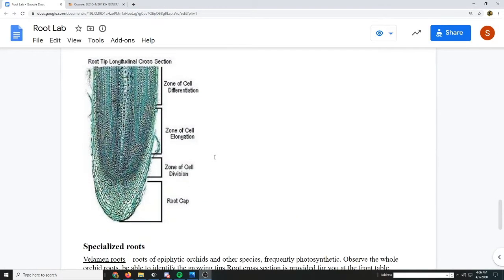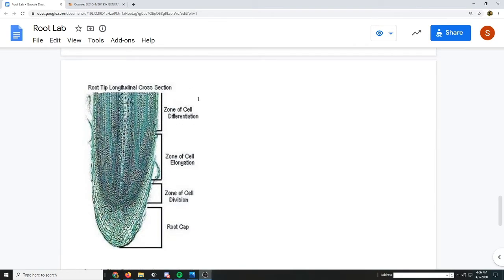The longitudinal root, so we have the root cap, that's of course what's going to sense gravity in the root. The zone of cell division, that's the root apical meristem. You're going to have the zone of cell elongation. The cells are going to expand in the same direction that the root's growing. That's what actually pushes the root forward through the soil.